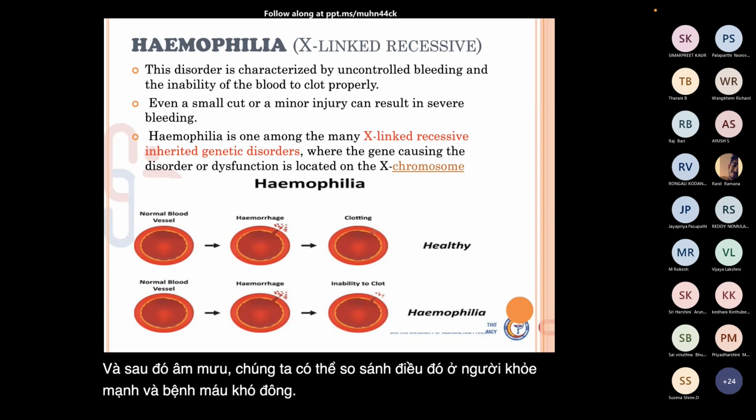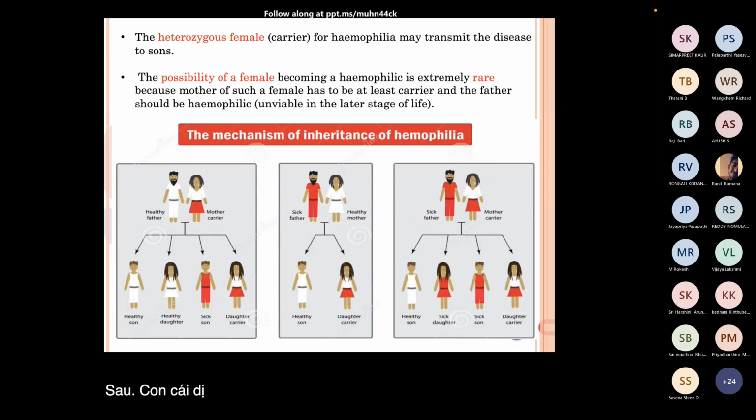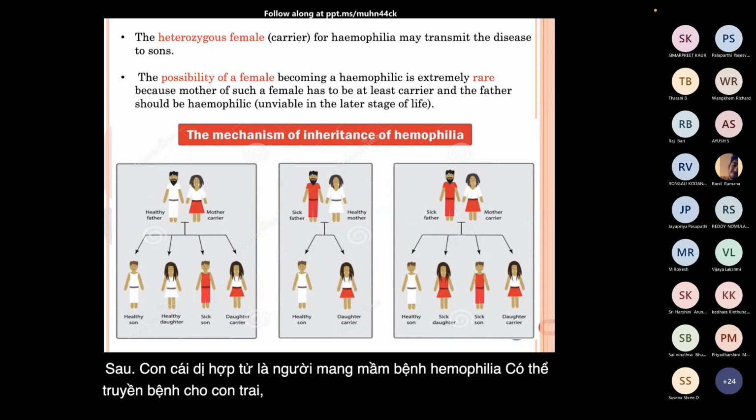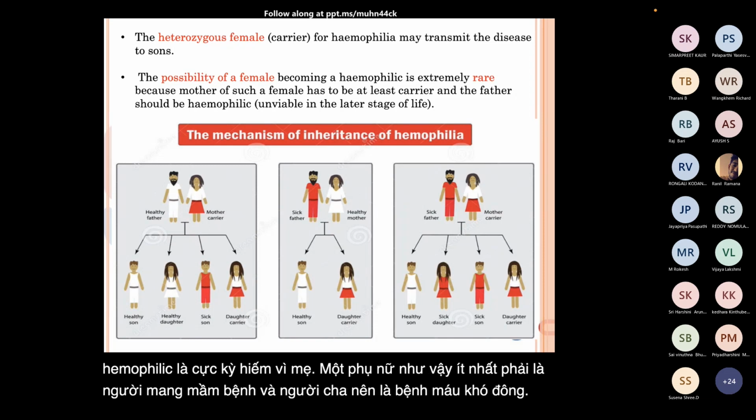Ma'am, next slide. The heterozygous female is a carrier for hemophilia and may transmit the disease to sons. The possibility of a female becoming hemophilic is extremely rare. Such a female has to be at least a carrier, and the father should be hemophilic. The mechanism of inheritance of hemophilia.